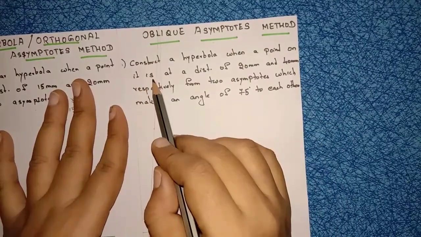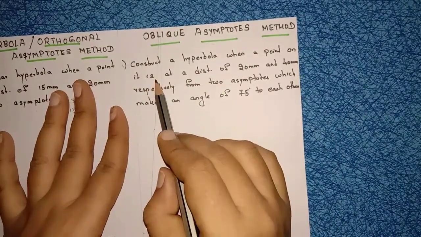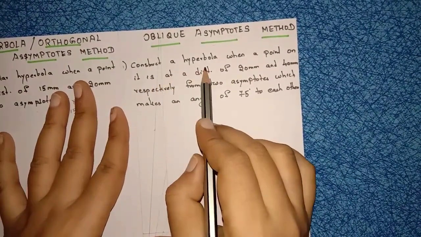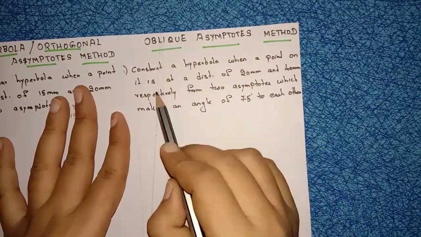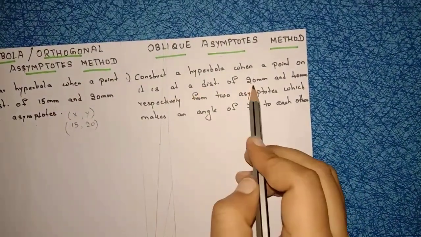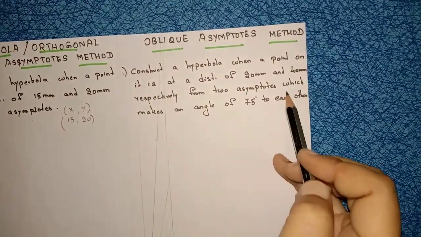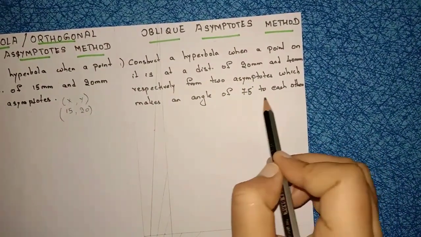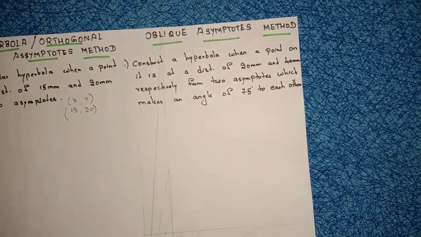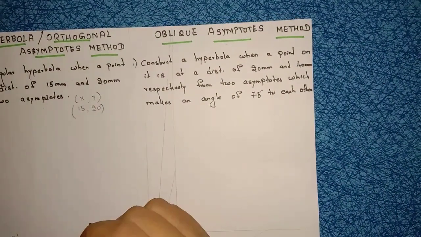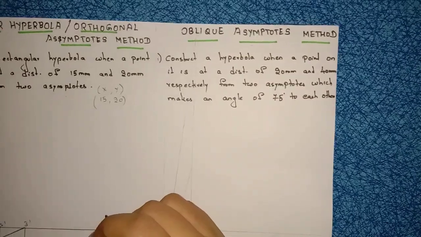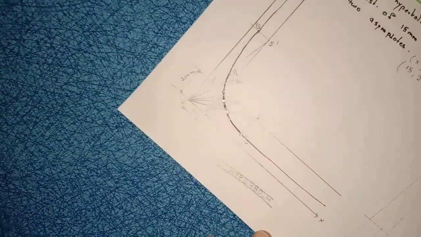If you read the question carefully, first read the question. Construct a hyperbola when a point on it is at a distance of 20 mm and 40 mm respectively from two asymptotes, which make an angle of 45 degrees to each other. Right? So how to construct this one? Right? So let us see this problem.